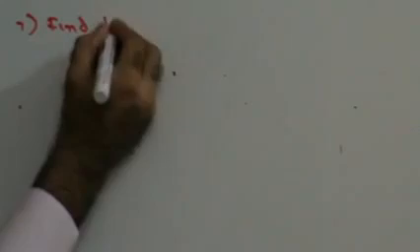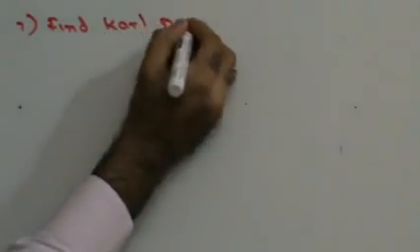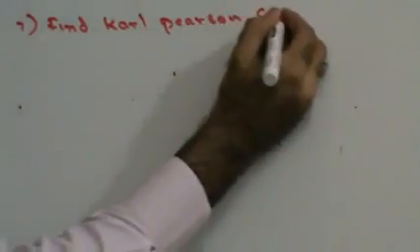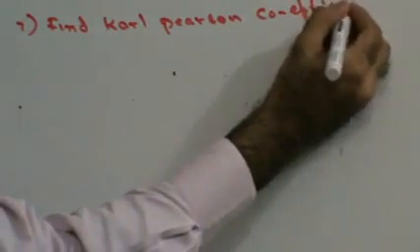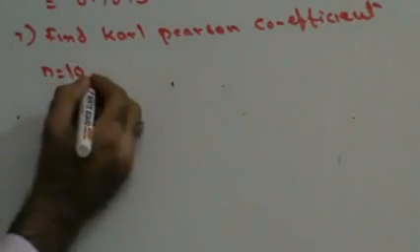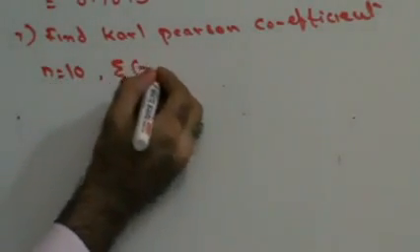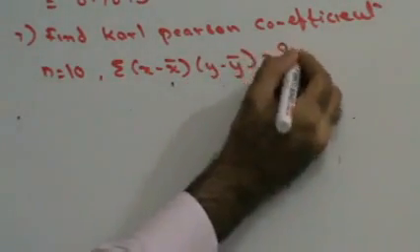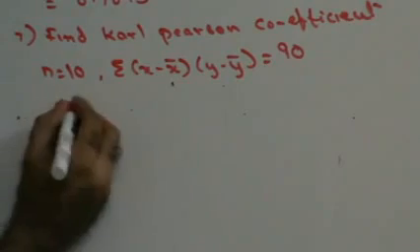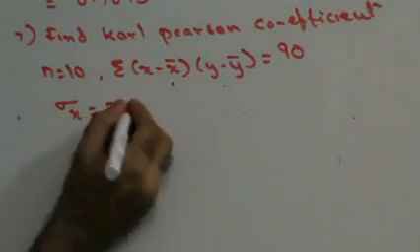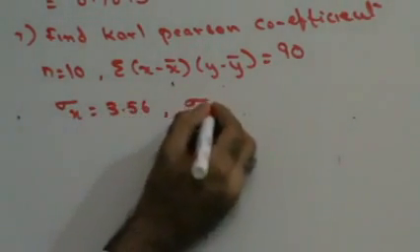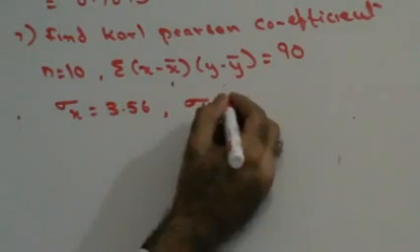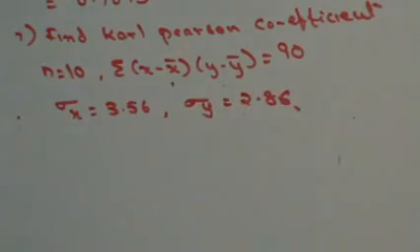Find Karl Pearson's coefficient for the following data. N is given to you as 10, sigma x minus x bar, y minus y bar is given as 90, standard deviation of x is 3.56 and standard deviation of y is 2.86. Right? They've asked you to find Karl Pearson's coefficient.